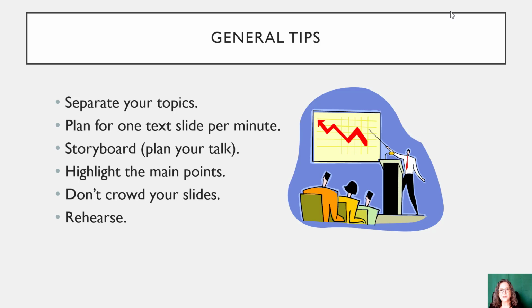First of all, you want to separate your topics out logically. You want to plan for roughly 1 minute per slide. So if you're doing a 10-minute presentation, you need roughly 10 slides. You want to storyboard, which is to say you want to plan your talk. Make sure there's a logical flow to the material you're presenting. You want to highlight the main points in your presentation. You want your slides to not be crowded so they're visually appealing.